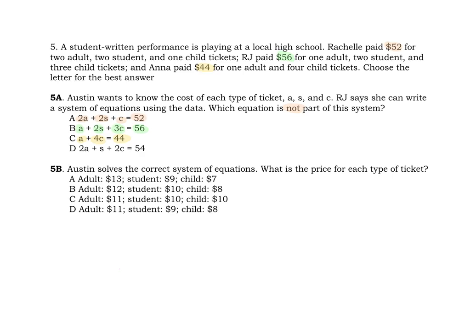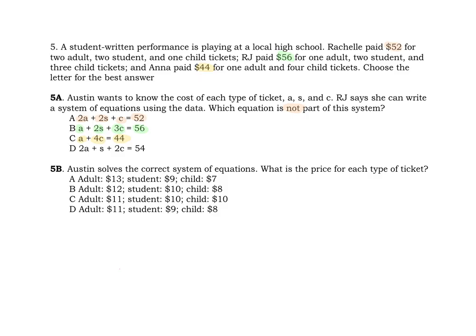Okay, for this problem, a student written performance is playing at the local high school. Rachel paid $52 for 2 adult, 2 student, and 1 child. RJ paid $56 for 1 adult, 2 student, and 3 child. And Anna paid $44 for 1 adult and 4 children. Now it says choose the best answer. This is an SAT practice problem. And we're going to use A for adult, S for student, C for child. And the question here is which equation is not a part of this system.